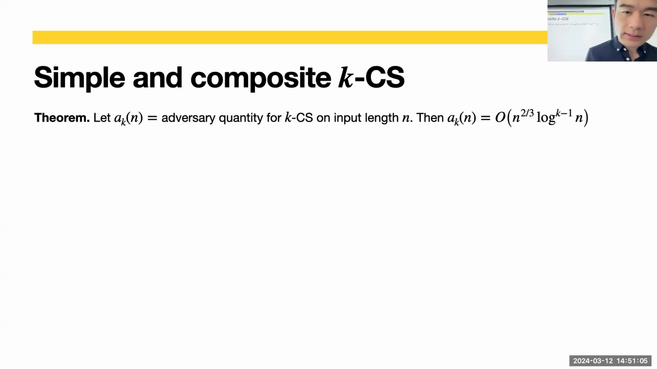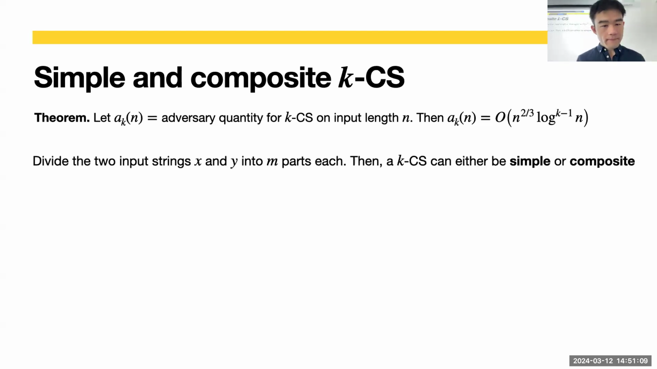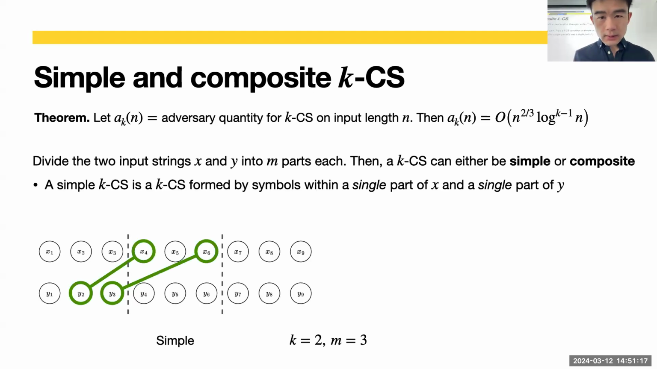And of course, this is also the bound for the quantum query complexity. So we're doing divide and conquer, so let's divide the input strings x and y into m parts each. Then a KCS can either be what is called simple or composite. A simple KCS is a KCS where the k colliding symbols are each from a single part of x and a single part of y.